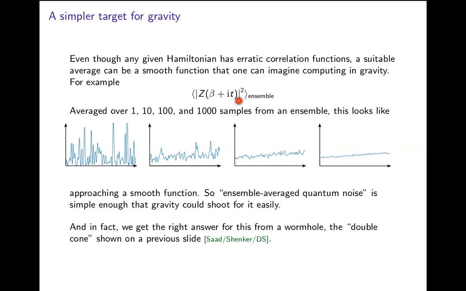But if we take the square of it, then it will be non-zero and it will have some non-zero average. And this is what it looks like if you take the same thing and average it over just the original sample. This is just the square of the function on the previous slide. And then if we average it over 10 realizations, let's say of the SYK model, we get this curve. Over 100, we get this curve. Over 1,000, we get this curve here. So it's approaching some smooth function.